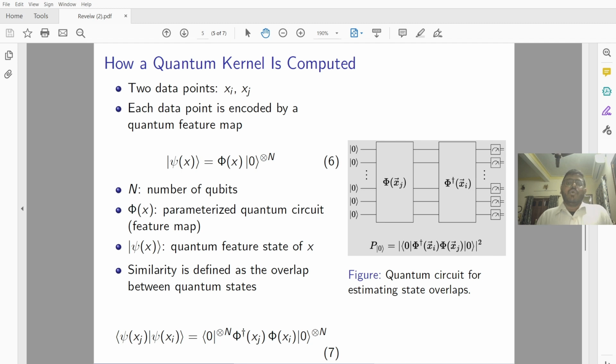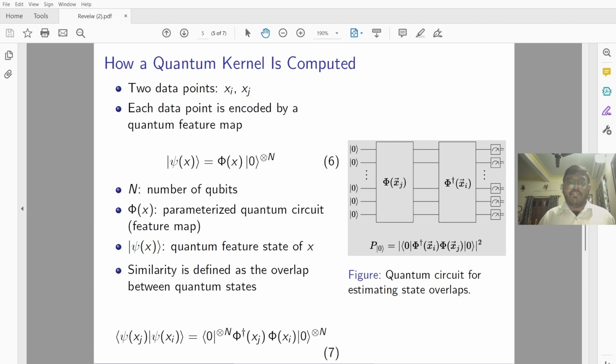Now let us see how the quantum kernel is actually computed. Consider two classical data points xi and xj, and each data point is encoded into a quantum state using the same feature map circuit, producing the states |φ(xi)⟩ and |φ(xj)⟩. The similarity between these two points is defined as the overlap between their quantum states.